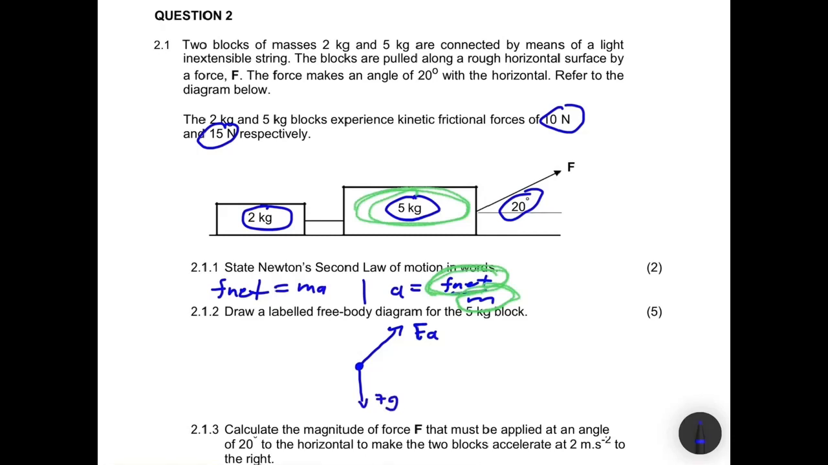And then if that body rests on a surface, then the surface will exert a normal force on the body, right? So there we go, normal force. And then apart from the normal force, the 2 kg and the 5 kg block are connected by a string, right? So we must have tension there. We are also told that there's a kinetic frictional force acting on the blocks, so we can have Fr also acting to the left.